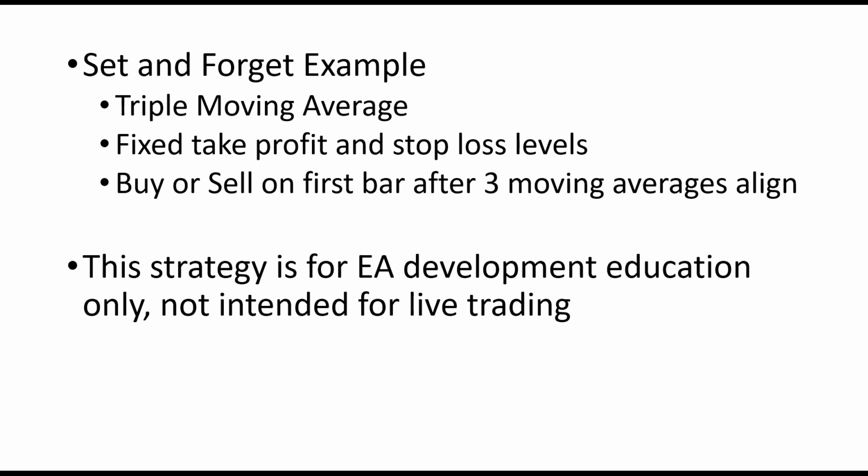The strategy is to buy or sell on the first bar after all three of the moving averages align, and by align I mean for a buy trade, the fast moving average is above the medium, which is above the slow. And when I say the first bar where they align, that would mean that the bar just before that wasn't true. And for a sell, of course, the fast moving average is below the medium, and that is below the slow.